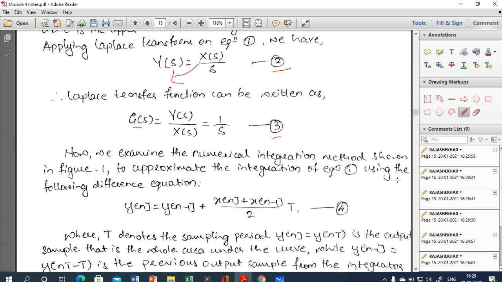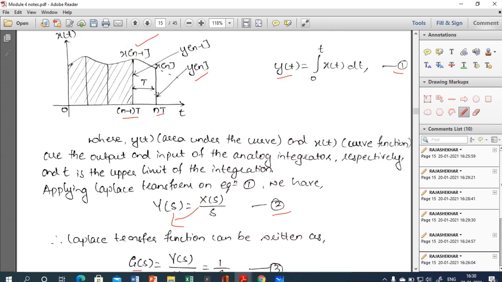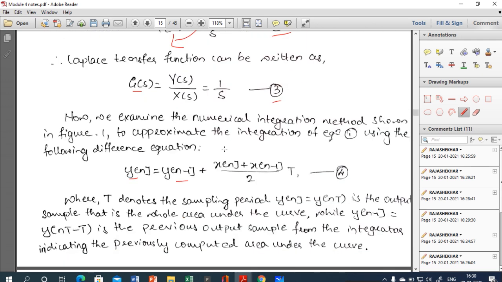Converting it into a difference equation, that can be written as y of n equals y of n minus 1, because this is a past value of this integration, or the area under the curve. Y of n equals y of n minus 1 plus, and here it also depends on x of n and x of n minus 1. So a total of 2 samples are there. We can write this as x of n plus x of n minus 1 divided by 2, and they are separated by a sampling period capital T. Therefore the difference equation is written as y of n equals y of n minus 1 plus x of n plus x of n minus 1 by 2 into T.